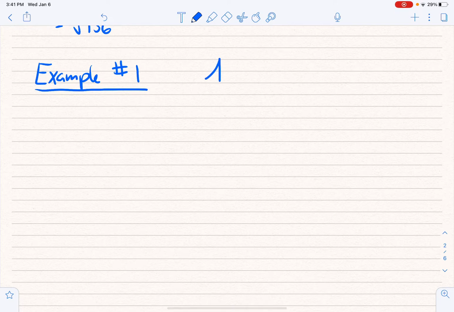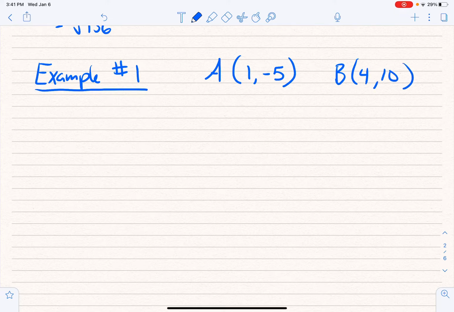First, I'll give you point A, and A will be (1, -5). Point B is going to be (4, 10). And then I'll give you point C, and C will be (-2, 3). So obviously we have these 3 points floating in space. We got A, B, and C.